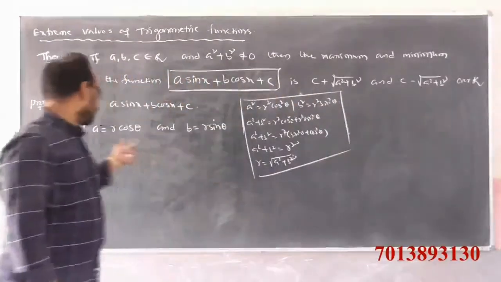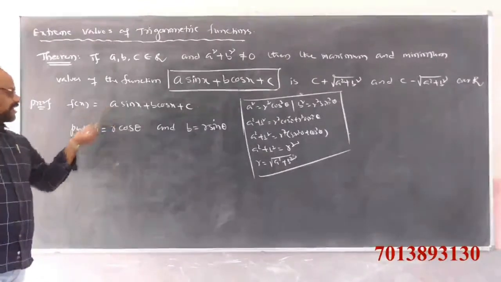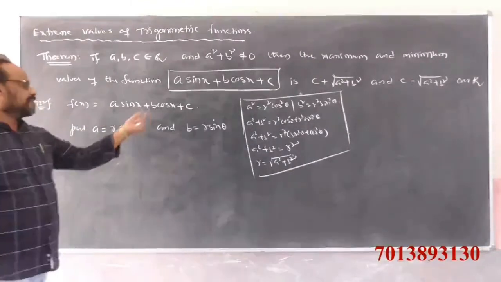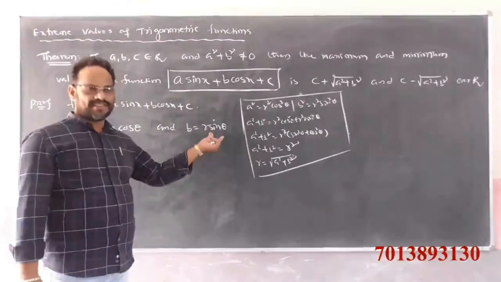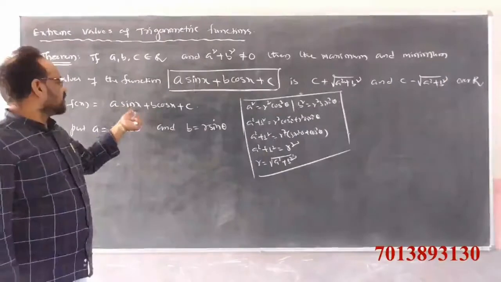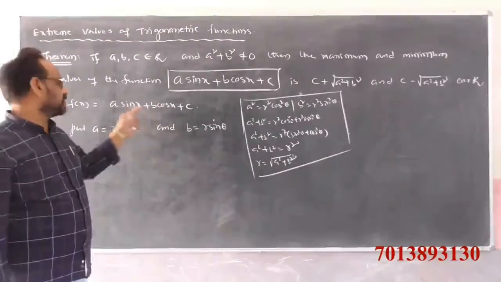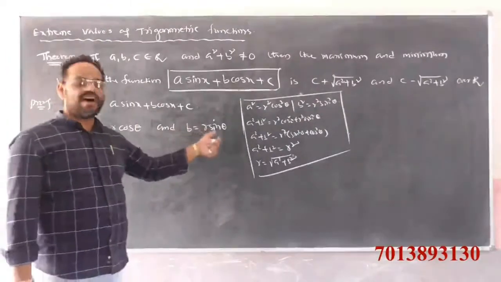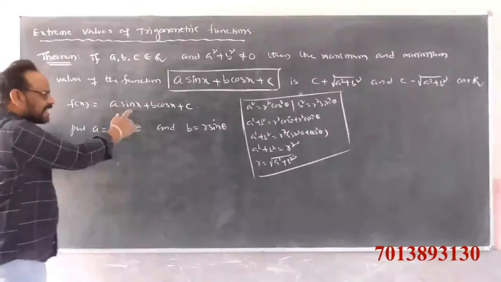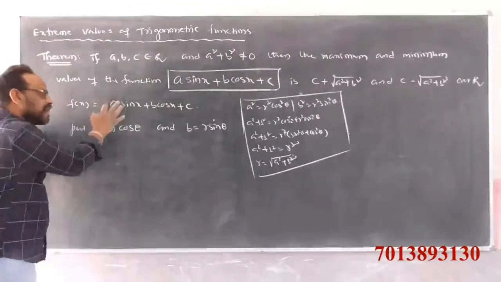What is the value of R? In the place of a, put R cos theta, and in the place of b, put R sin theta. If a cos x plus b sin x is there, then put a equals R sin theta and b equals R cos theta. But here a sin x plus b cos x plus c is there.